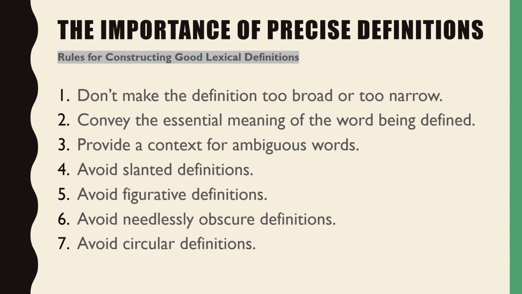Now, there are a few rules that we may want to adhere to in order to construct good lexical definitions. Number one, don't make the definition too broad or too narrow. It has to be just nice. Number two, convey the essential meaning of the word being defined. Number three, provide a context for ambiguous words. Number four, avoid slanted definitions. Slanted definitions means avoid your personal opinion and preference.